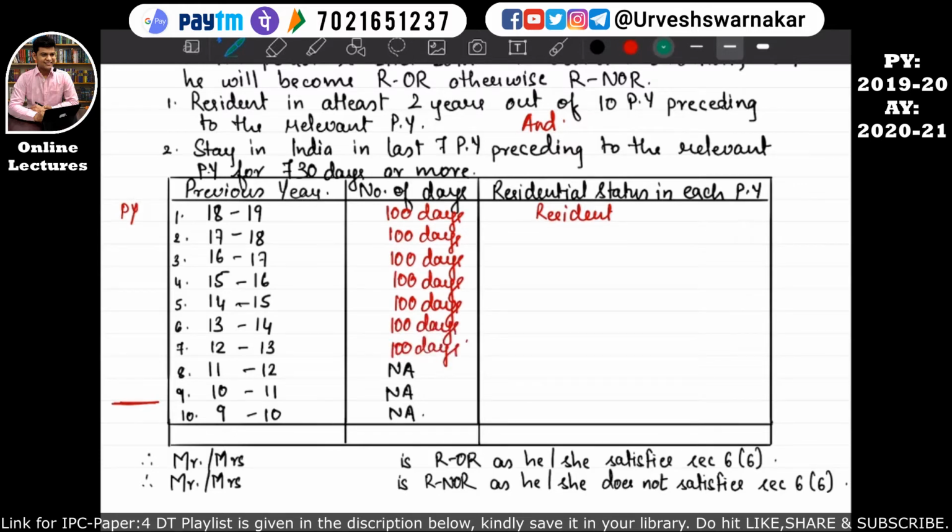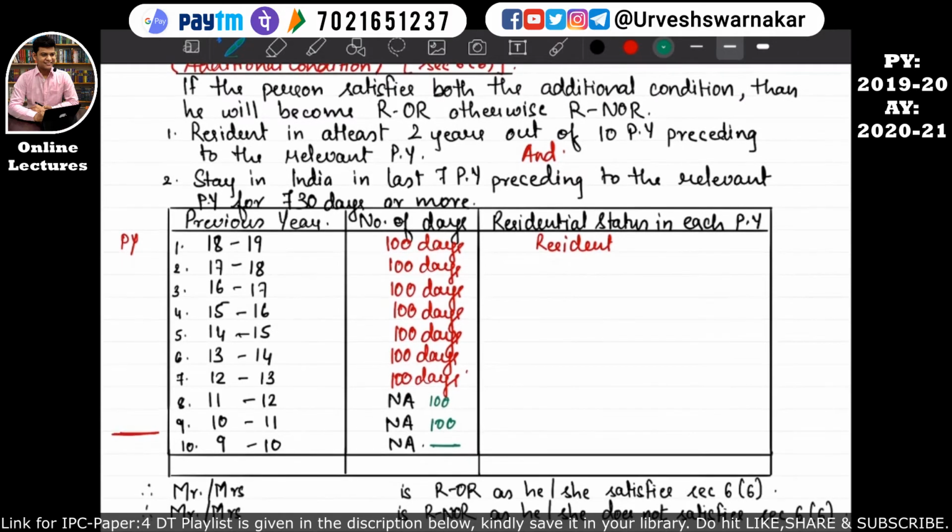And from here I'll write with some other pen. So till financial year 10-11 he had visited India for 100 days, but for 9-10 he has not visited India. But there are two conditions. So this is part 1 of the condition and this is part 2 of the condition. So we are seeing whether Mr. Bradley is satisfying part 1 of the condition or not.